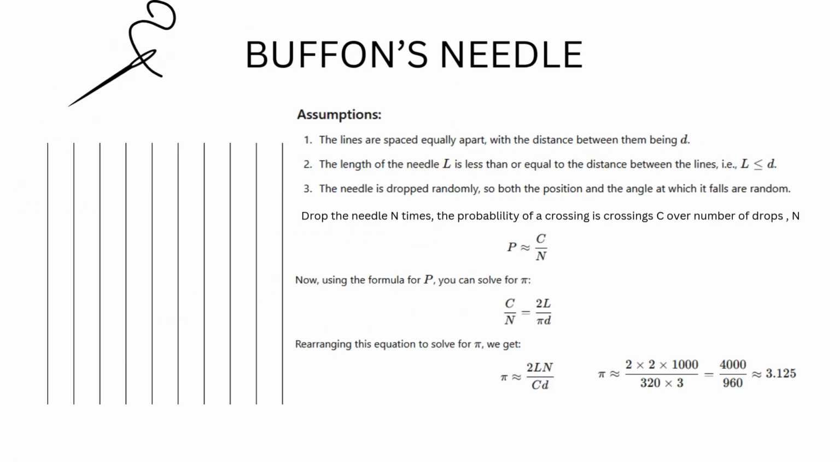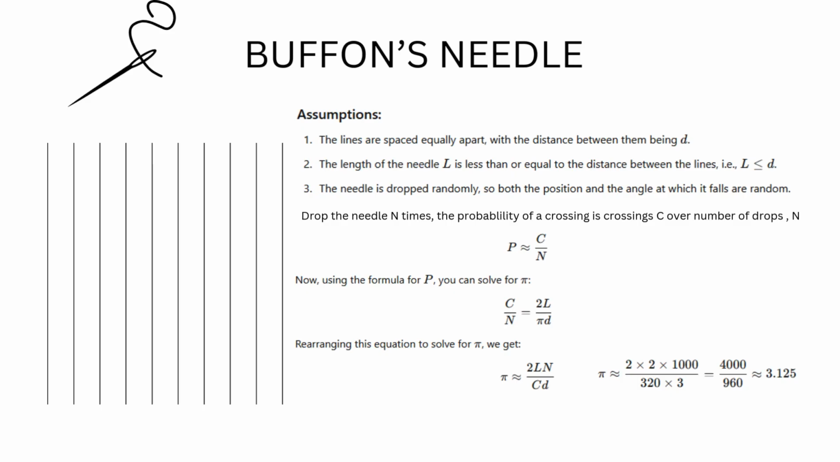Buffon's needle. Imagine infinite equally spaced lines, with the distance between them being d. The length of needle we have is L and is less than d, which is dropped randomly. We drop it n times, and the probability of it crossing a line is the number of crossings over n. Now, using a separate formula for p, which is obtained elsewhere, we get another equation, which simplifies to find pi.